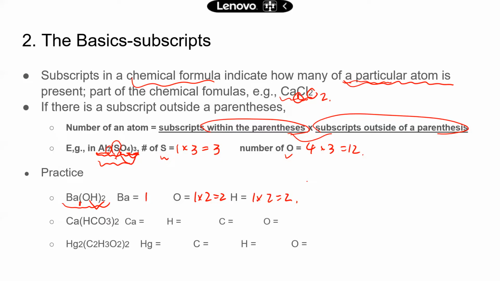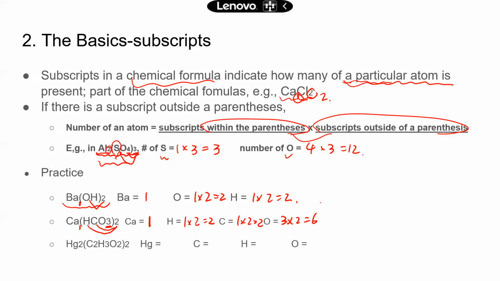Okay, next one, calcium. So calcium is 1, okay? And for hydrogen, remember you have to multiply the 2 subscripts. So 1 times 2, that's 2. For carbon, same thing here, 1 times 2 is 2. And oxygen has subscript of 3 within the parenthesis and 2 outside the parenthesis. So 3 times 2, that's 6.